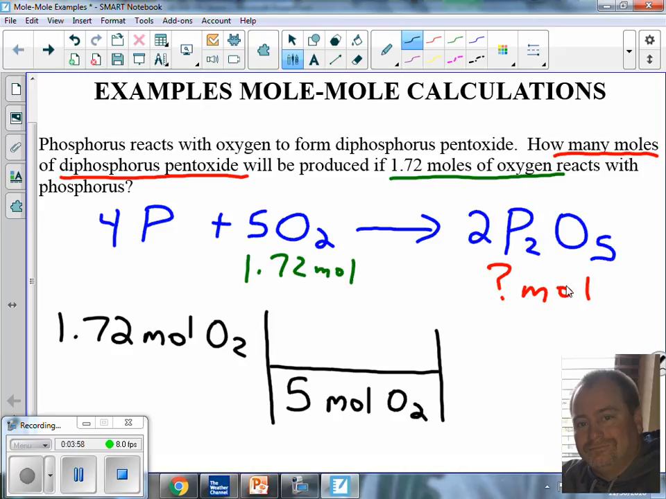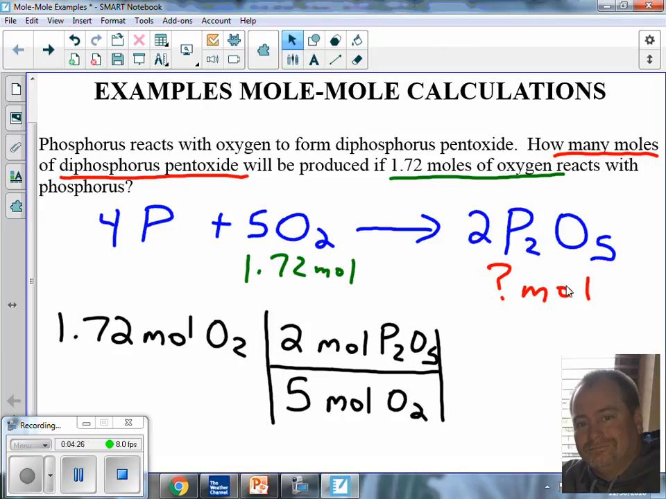What do I want to find? Moles of diphosphorus pentoxide. Okay, so what's going to go on the top? 2 mole of diphosphorus pentoxide. Do I get a cancel? My moles of oxygen cancel. So my final label is going to be mole P2O5.